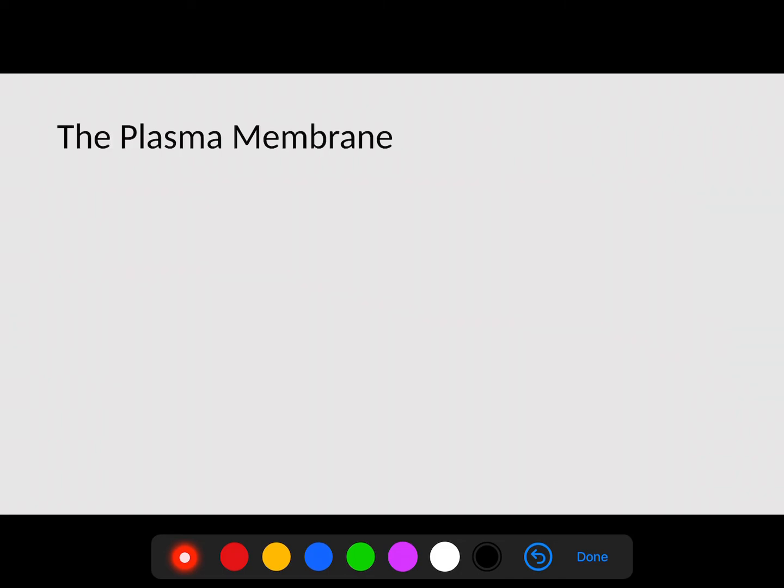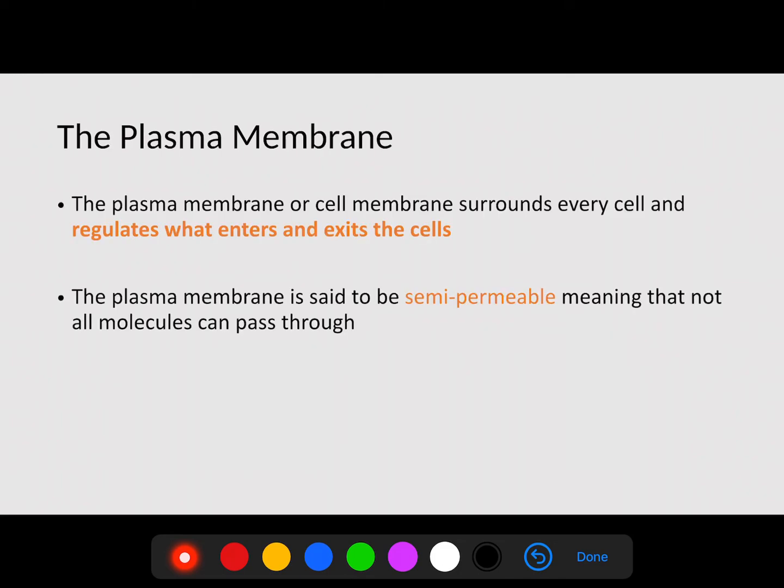Okay. So the plasma membrane, or the cell membrane, surrounds every cell and regulates what enters and exits the cell. This is a very important fact about our plasma membranes. They regulate what enters and exits the cell. The plasma membrane is said to be semi-permeable, which simply means some molecules are able to pass through while others are stopped and aren't able to enter. It all depends on the charge of the particle and how big it is, whether it is able to come in or out.